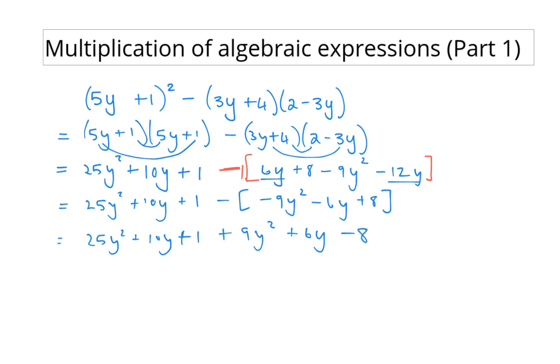And then you add the like terms. The quadratic terms total 34y squared. The linear terms are plus 16y, and the constant term is minus 7. So now the final answer is without any brackets.